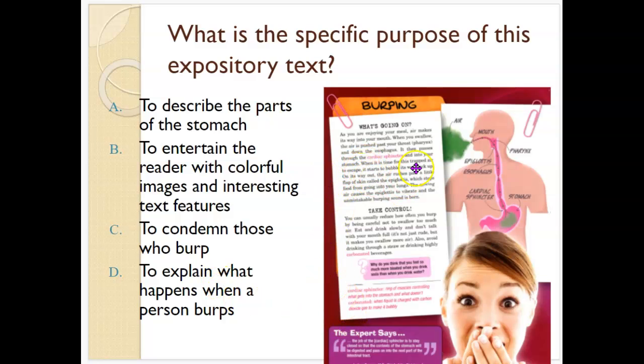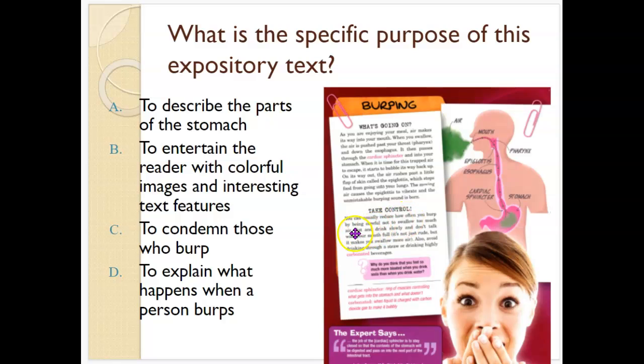So I'll read this to you, read along. The title of it is burping. And then I have an illustration of what happens with burping. And my subheading is what's going on. As you are enjoying your meal, air makes its way into your mouth. When you swallow, the air is pushed past your throat, also called the pharynx, and down the esophagus. It then passes through the cardiac sphincter and into your stomach. When it is time for this trapped air to escape, it starts to bubble its way back up. On its way out, the air rushes past a little flap of skin called the epiglottis, which stops food from getting into your lungs. The moving air causes the epiglottis to vibrate, and the unmistakable burping sound is born.